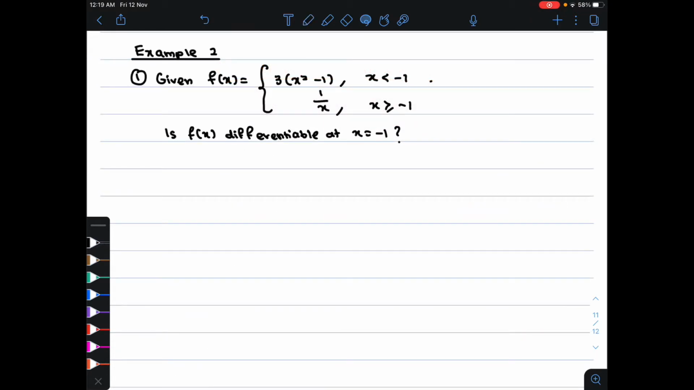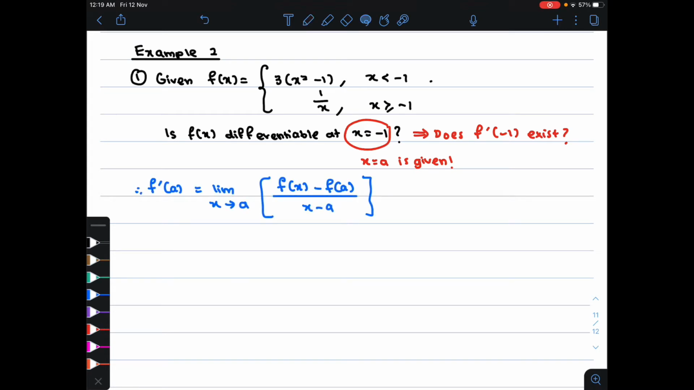So, let's try and do example 2, question 1. We are given this f(x) and we need to determine is f(x) differentiable at x equal to negative 1. So you need to check whether f prime negative 1 exists or not. Since x is equal to negative 1, this means that x equal to a is given. And hence, we'll be using this formula of f prime a.